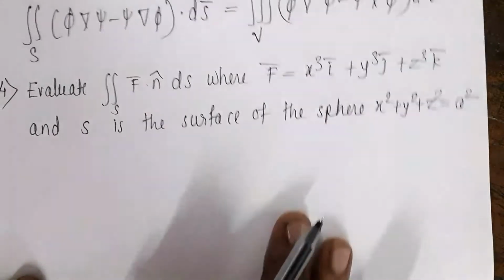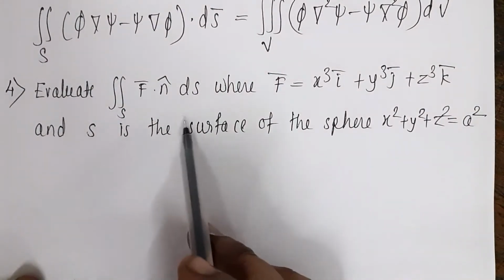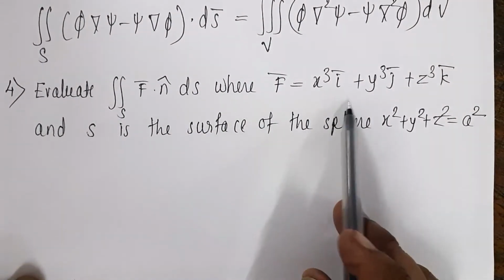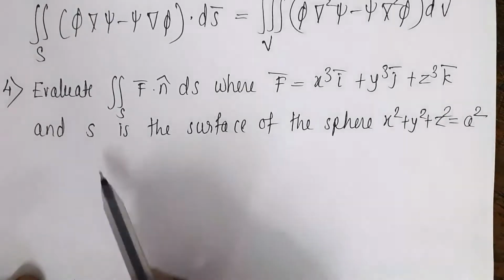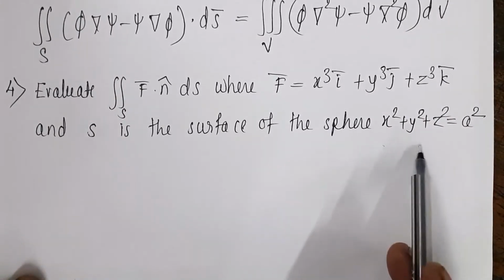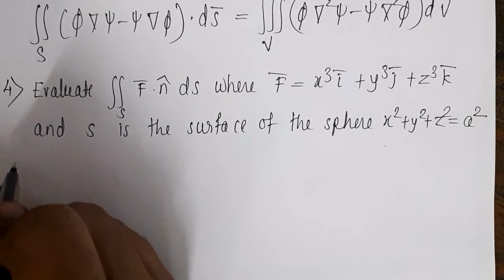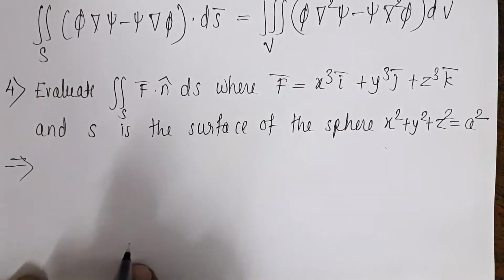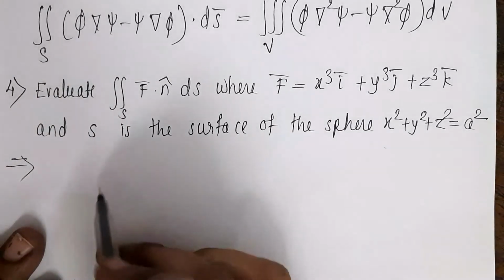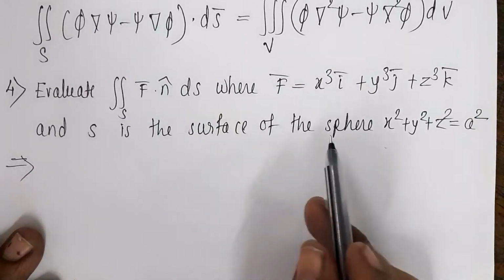Next example is: evaluate double integral over S of F dot n cap dS, where F is equal to x cube i plus y cube j plus z cube k, and S is the surface of the sphere x square plus y square plus z square equal to a square. Now to evaluate this, what is S? S is the surface of the sphere.